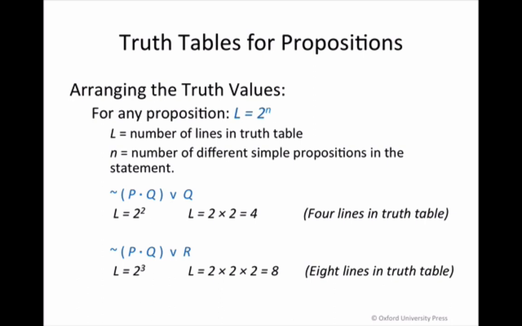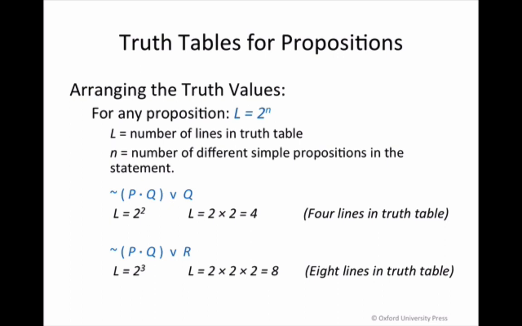So we end up with the following equation. The number of rows in a truth table is 2 to the number of simple statements. So in the first case, we have two simple statements. 2 to the power of 2 means 4 rows in the truth table, or 4 lines. 2 to the power of 3 means 8 lines, and so forth. So what we'll do in each case is this.